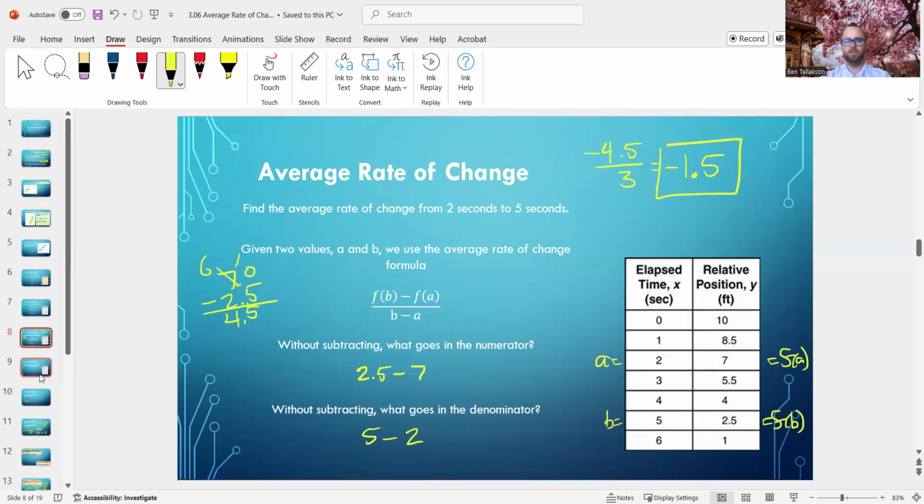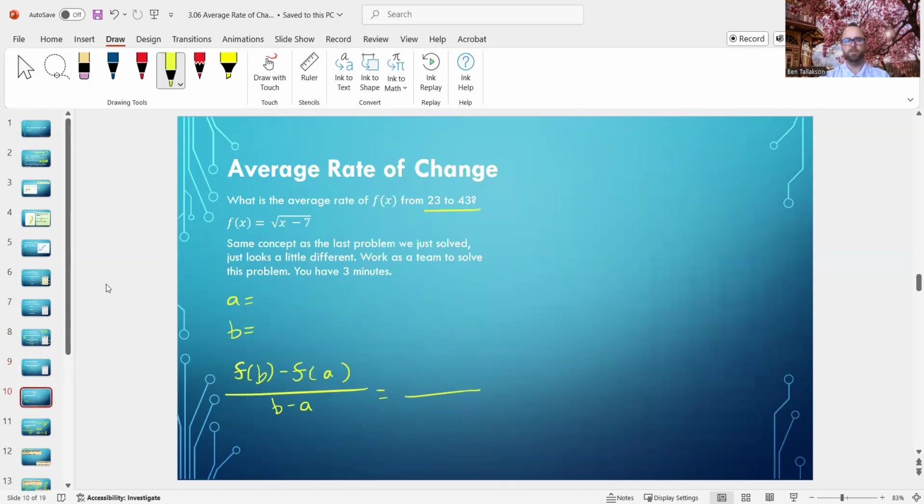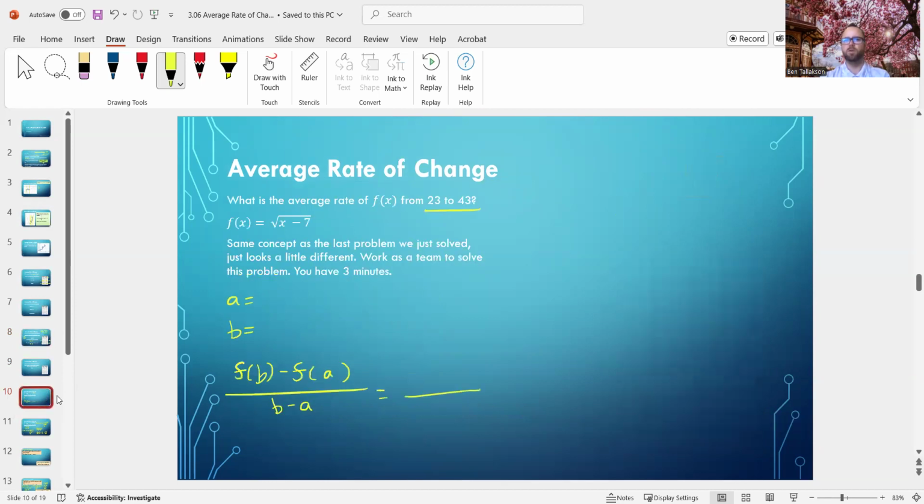So we need to use this procedure time and time again. Different function. What's different? This time we had a table. We weren't given a function, just a table. This time we're given the function, no table. And we're asked to find the average rate of change from 23 to 43 using this function. Same general idea. Of course, it's not a table, so the process is a little different. What's A? Well, it's the first value they give us. What's B? Second value they give us.